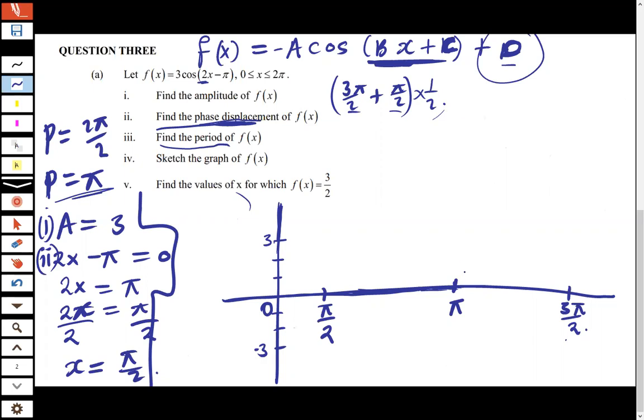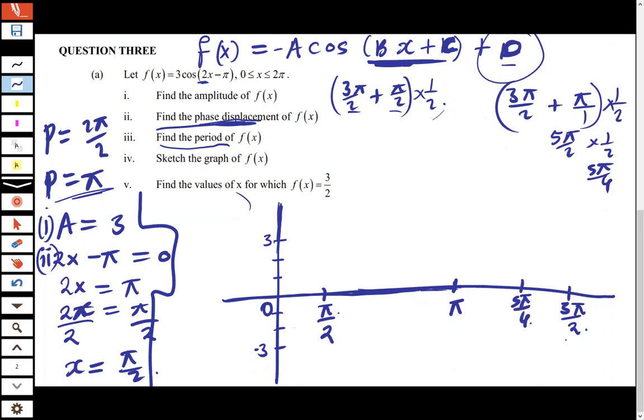Then I'm also going to find the midpoint of pi and 3 pi over 2. So I'm going to add 3 pi over 2 plus pi over 1. When I add the two, I'm also going to multiply the final answer by half, so that I find half of the answer, which is the midpoint. So when I add these two, I'm going to get 5 pi over 2. Then when I multiply by half, I'm getting 5 pi over 4. So I'm going to put my 5 pi over 4 there.